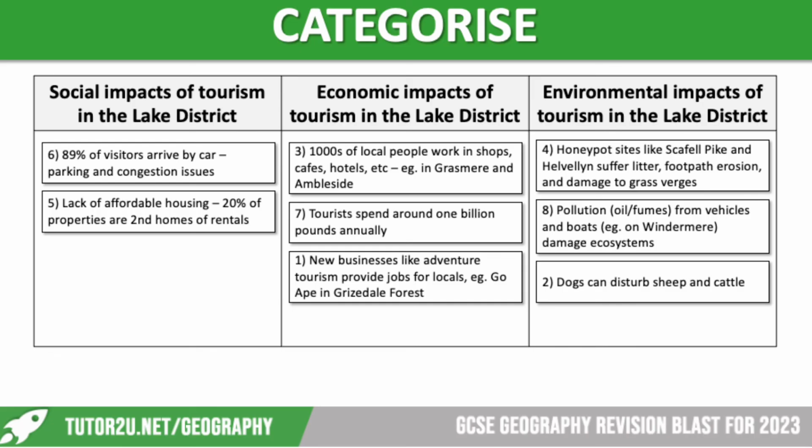You've also got pollution, so oil and fumes from vehicles, but also on boats, so for example on Lake Windermere, which all cause ecosystem damage. And you've got dogs disturbing sheep and cattle. So remember, we have said that right across these types of places you have sheep everywhere, so dogs off-lead disturb these animals, and obviously that can be quite traumatic. It can also end up with livestock being harmed as well.